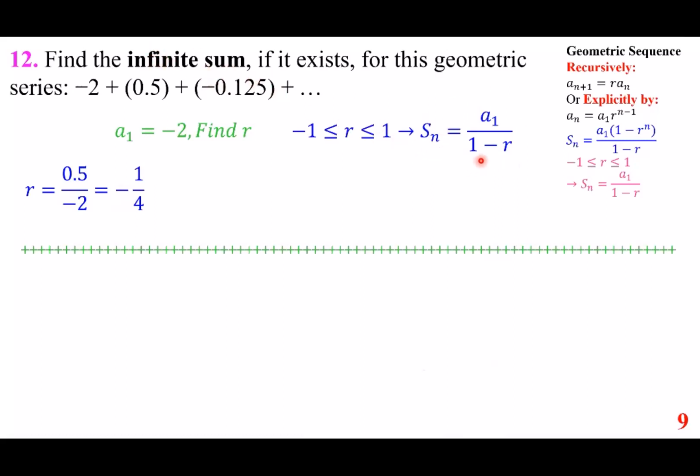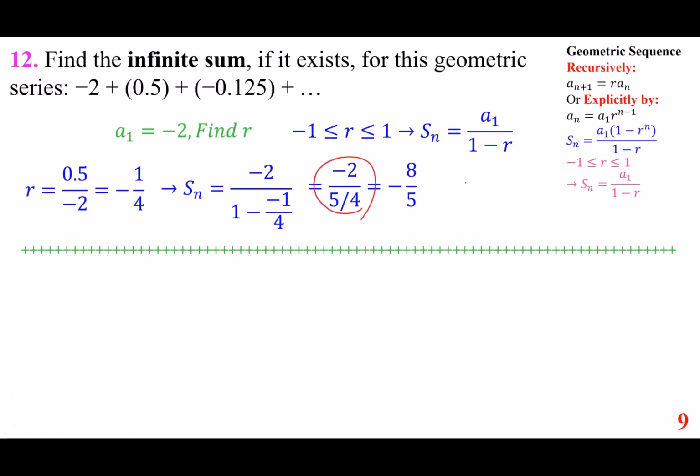The first term is negative 2, over 1 minus negative 1/4. Of course, minus and minus makes it plus 1/4. The denominator is 5/4. And negative 2 over 5/4 is negative 8/5. I hope you see how that works. This one is the same as negative 2 times 4/5.